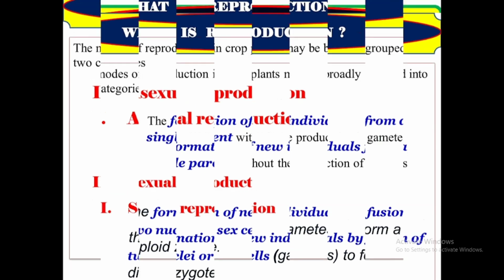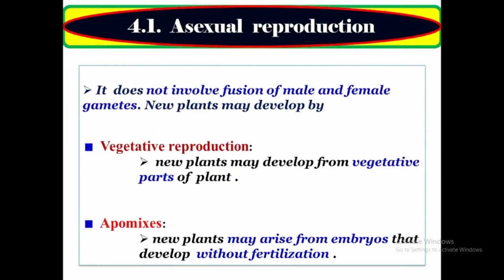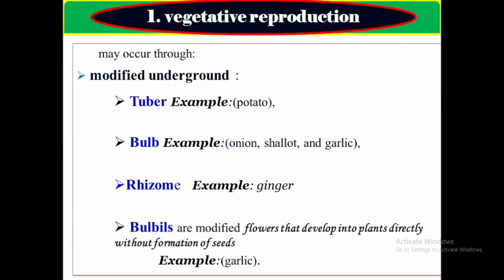Asexual reproduction can occur either by vegetative plant parts or by vegetative embryos which develop without sexual fusion, or apomixis. Therefore, asexual reproduction is of 2 types. The first one is vegetative reproduction and the second one is apomixis. Apomixis refers to the development of seed without sexual fusion or fertilization. In apomixis, the embryo develops without fertilization.